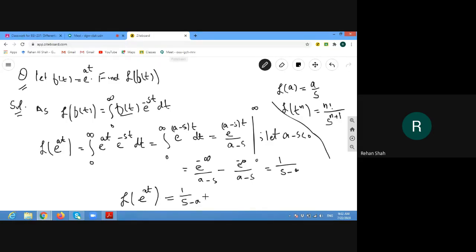But this is under some condition. What is that condition? If a minus s is less than 0, it means minus s is less than minus a, so s is greater than a. So this formula is derived under this condition, when s is greater than a.